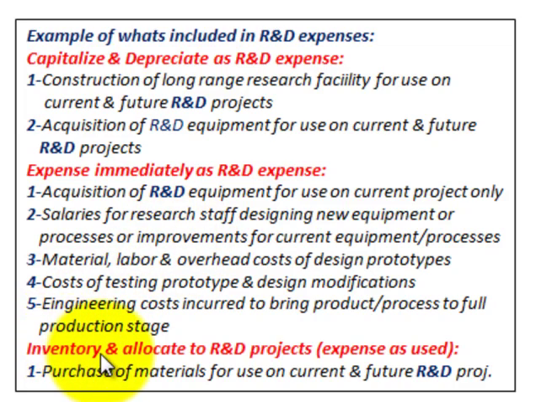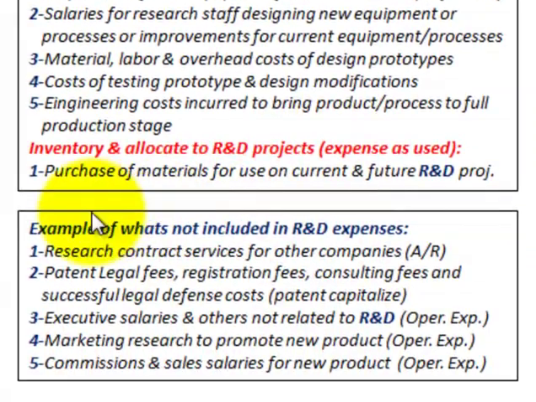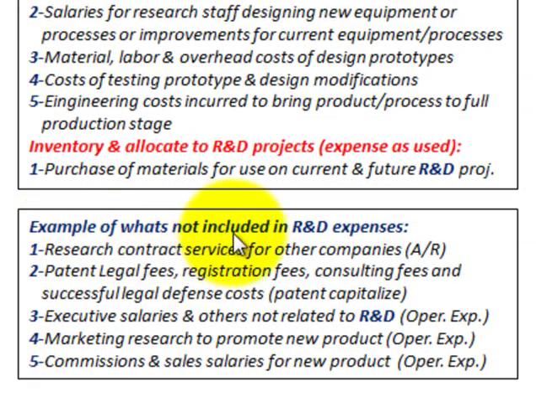And then this is where we'd be inventorying and allocating to R&D projects, and we'd be expensing them as used. Those would be like purchased materials for use on current and future R&D projects. So we would be putting them in inventory and allocating them out as we use them to R&D expenses.